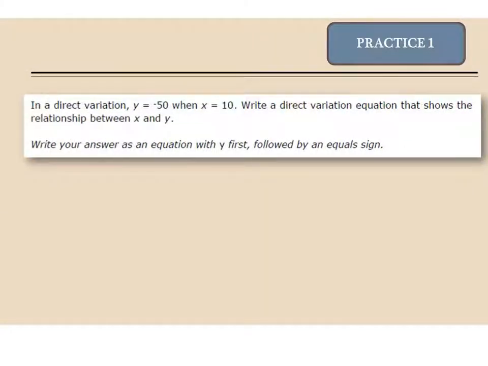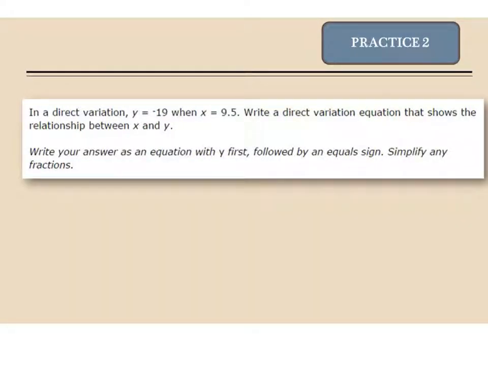Here's your practice problem. In a direct variation, y equals negative 50 when x equals 10. Write a direct variation equation that shows this relationship. Practice 2. In a direct variation, y equals negative 19 when x equals 9.5. Write a direct variation equation that shows the relationship.